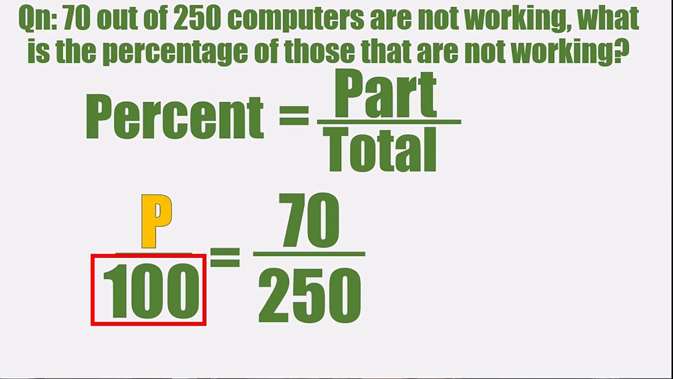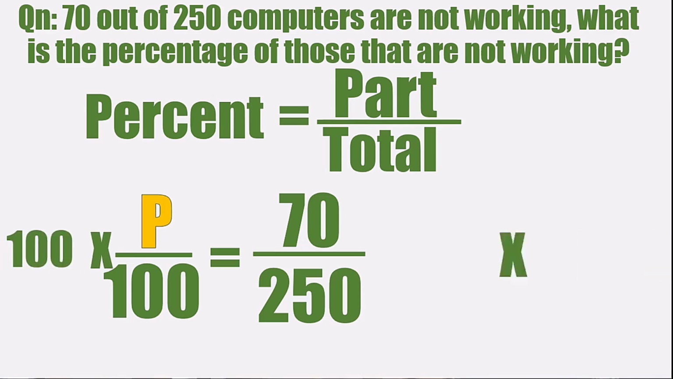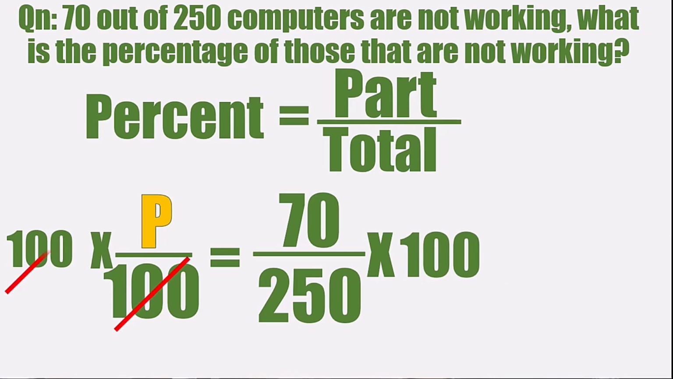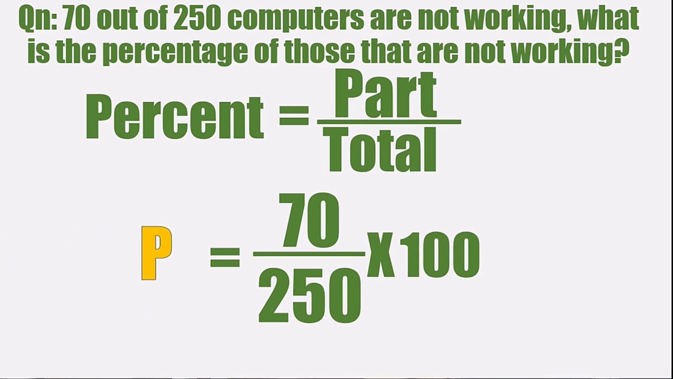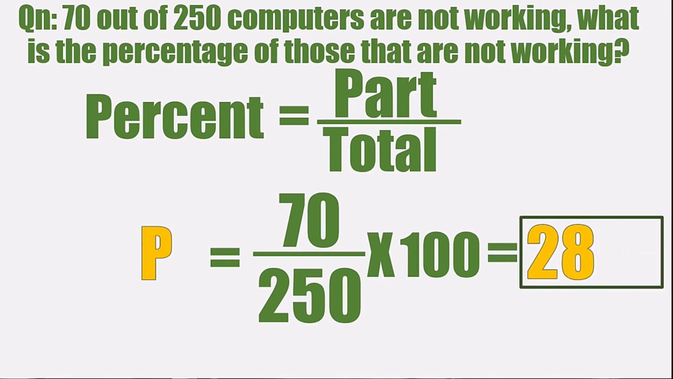We need to get rid of the 100 on the denominator of P, or on the left-hand side of the equal sign, so that we remain with just P on the left-hand side. So I'm going to multiply the left-hand side of the equal sign by 100 and also multiply the right-hand side by 100. And guess what? I'm going to get rid of this 100, cancel it, and cancel that 100. So we shall remain with just P on the left-hand side. This time around, I'm just going to use my calculator and get 70 times 100 divided by 250. So when I do that, I get 28.